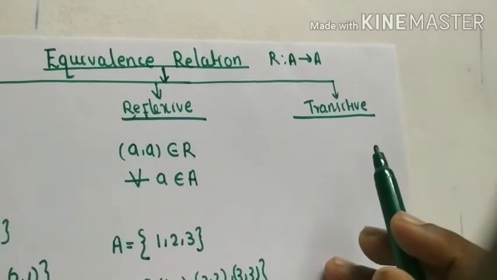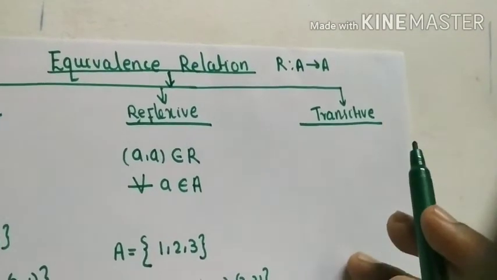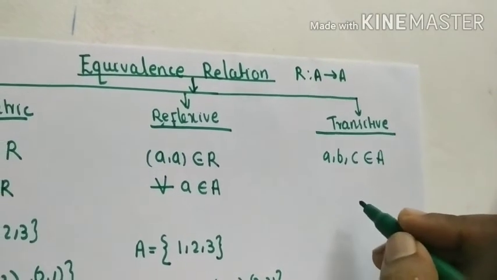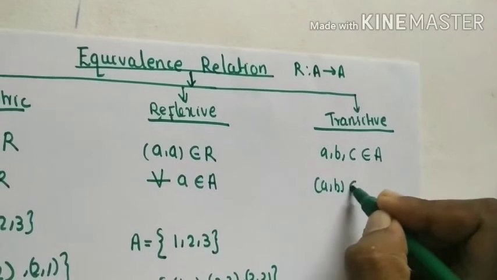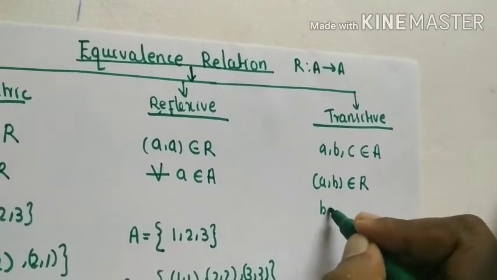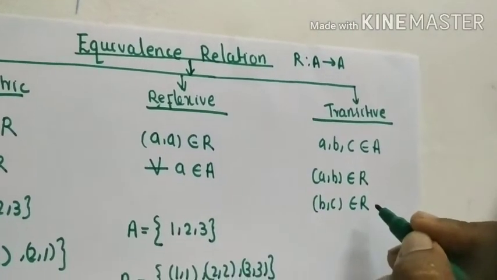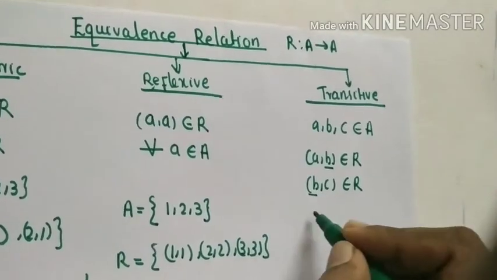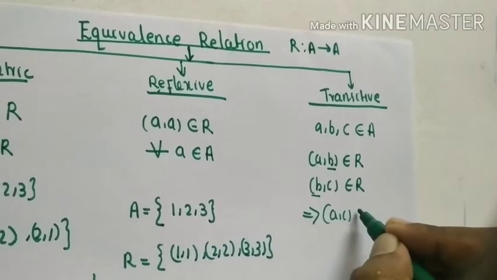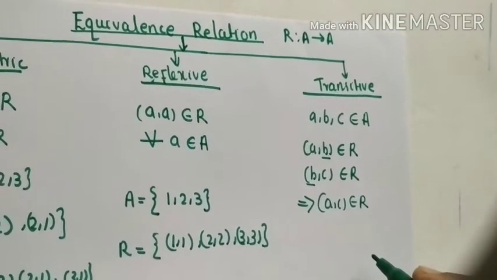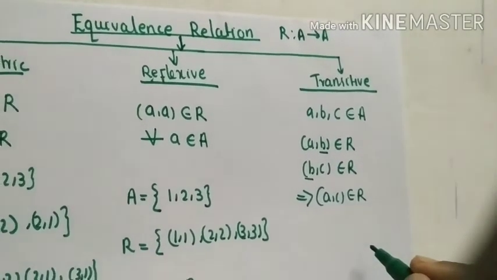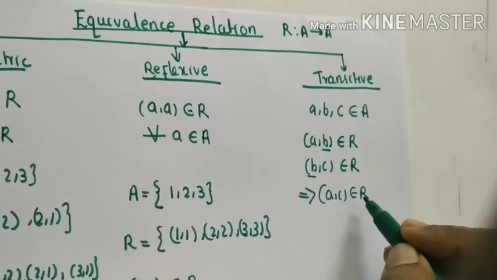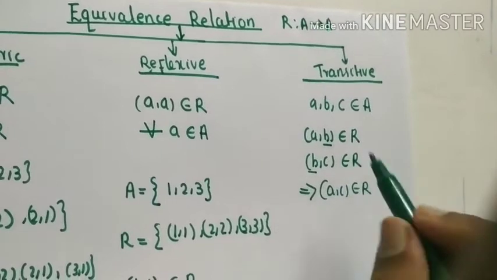Next one is transitive relation. In this case, I am going to take three elements a, b, c from the given set, that is, a, b, c are elements of A. Okay, if I am saying (a, b) is an element of R and (b, c) is also an element of R, and note that here the second element should be the first element in the next one, this implies that (a, c) is also an element of R. Then we say that the relation is transitive. (a, b) is an element of R, (b, c) is an element of R, which implies that (a, c) is also an element of R. And this is the condition of transitive relation.